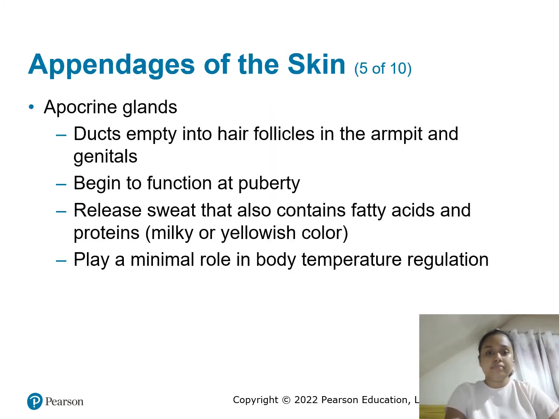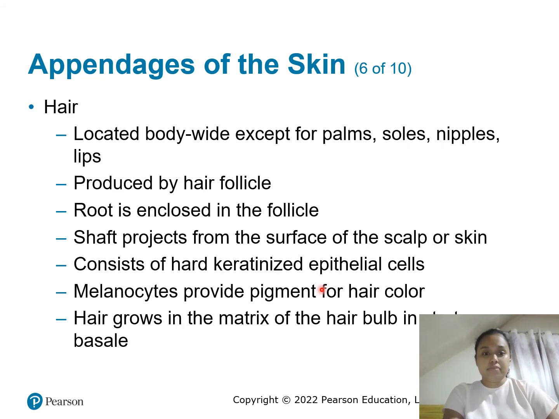Right. Okay. Now, apocrine glands. Usually found in your armpit and your genitals, and they start to function when you enter puberty. So the sweat here has fatty acids and proteins. This doesn't really play a role, it plays a minimal role in body temperature.